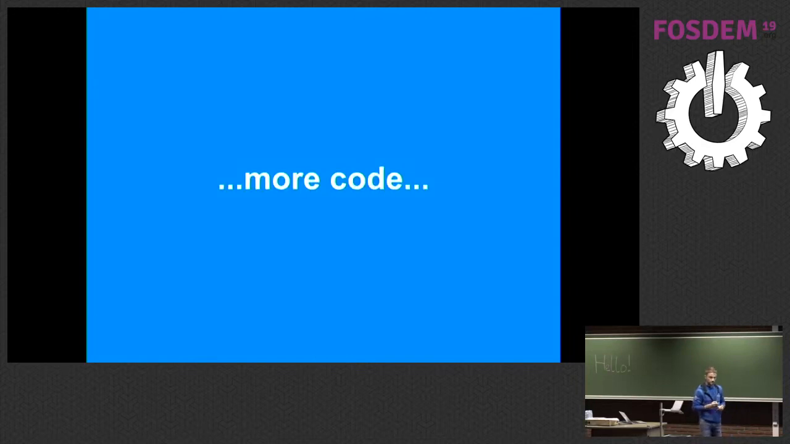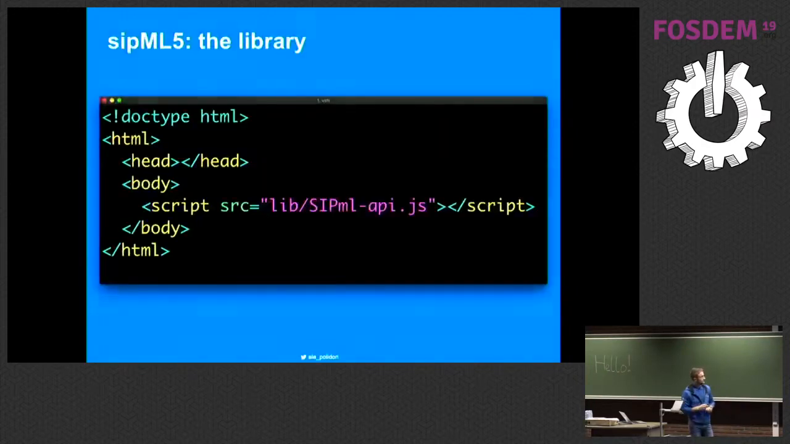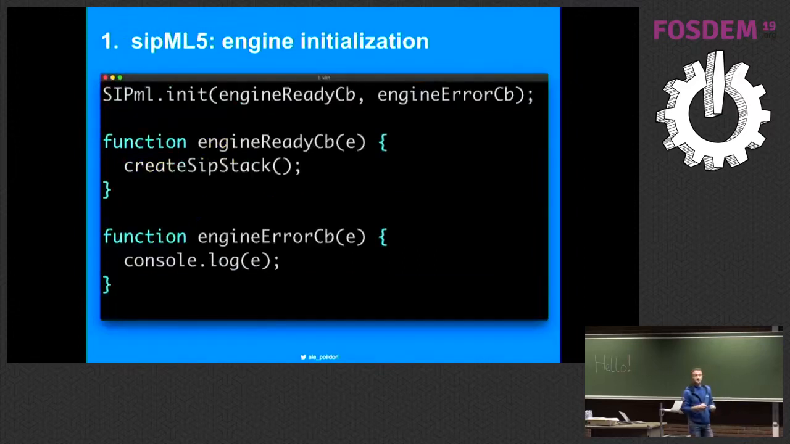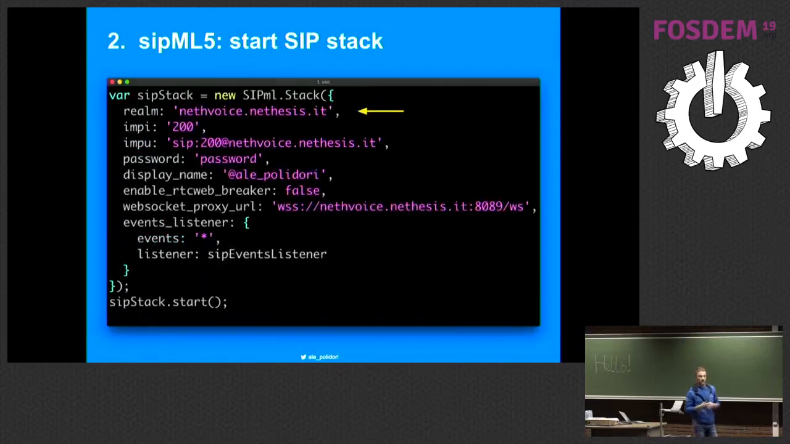Okay, some more code. Let's see it in more detail. First of all, of course, is the inclusion of the JavaScript library, only one file. Then we initialize the engine, so we call the init function, passing to it two parameters, two callbacks, one to manage the success of the operation and one for the failure. If all goes well, we create and start the SIP stack. The parameters needed include the server address, which can be in the cloud, and you can realize, for example, a cloud phone, or also on-premise.